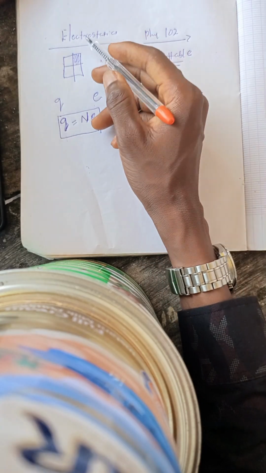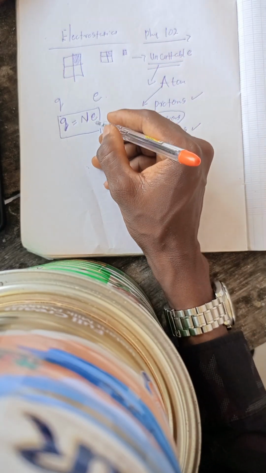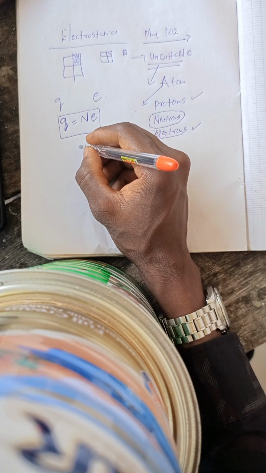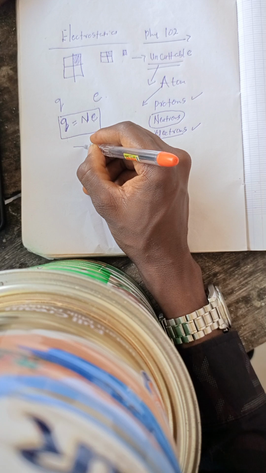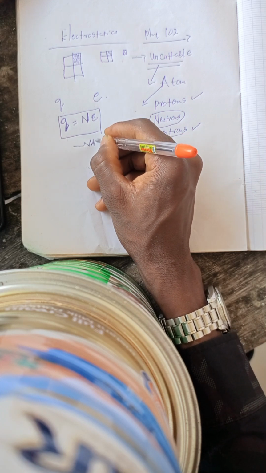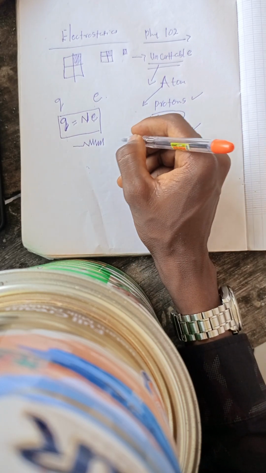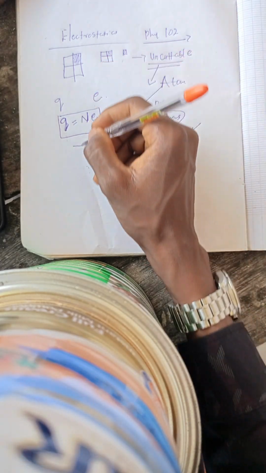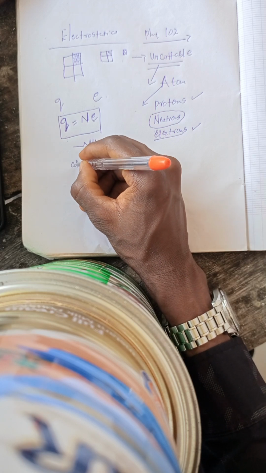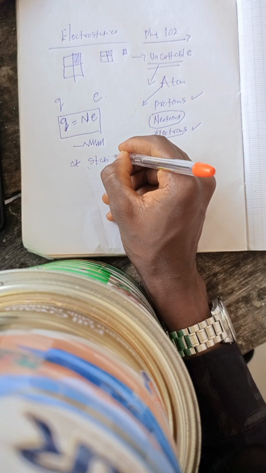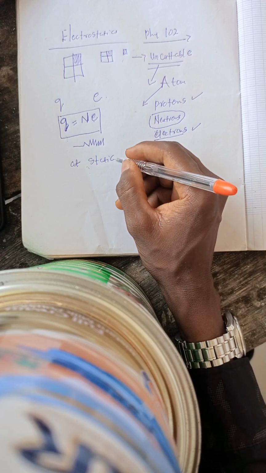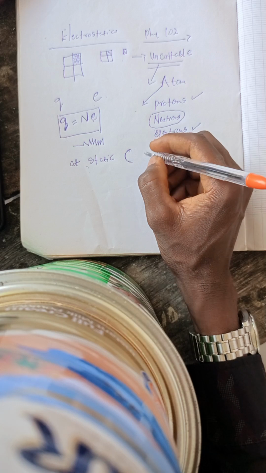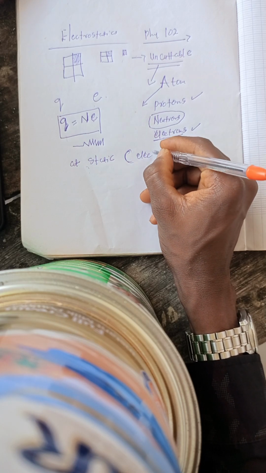But how did we come about the concept of electrostatics? Now let's assume this is the electron we have. If the electron is moving, it is not at a stagnant position. That is when we bring in the concept of magnetism. But if this electron is at a static position, or at a neutral state, it is no longer moving. So it simply means that this is when we come about the concept of electricity.